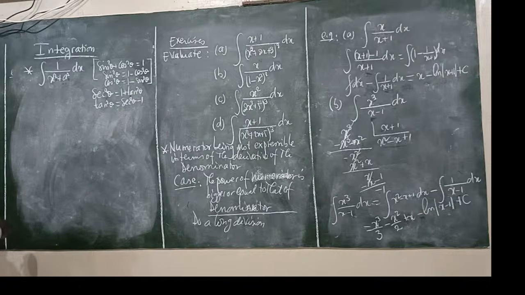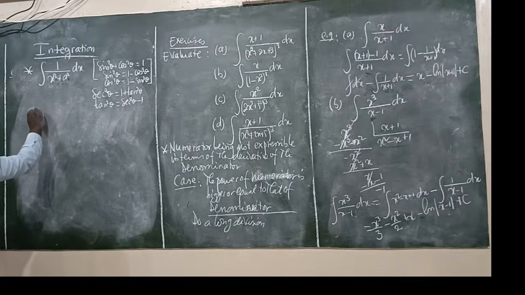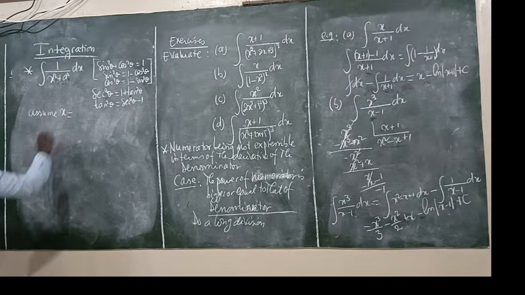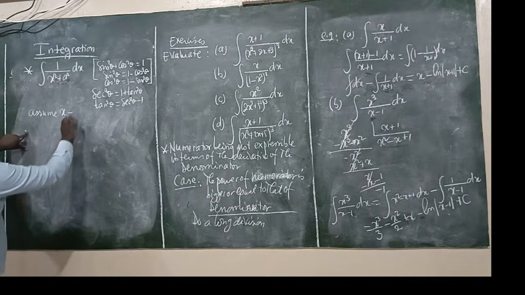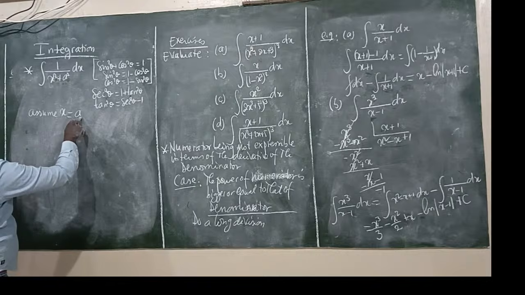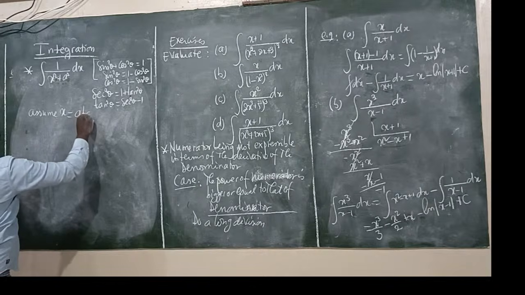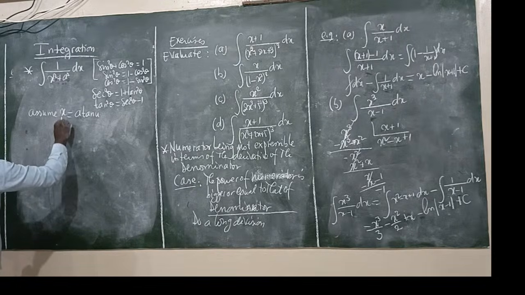Now, to deal with this, we assume x to be the square root of this number, the square root of a, equal to a times the tangent of u. Okay? Now, find the derivative.